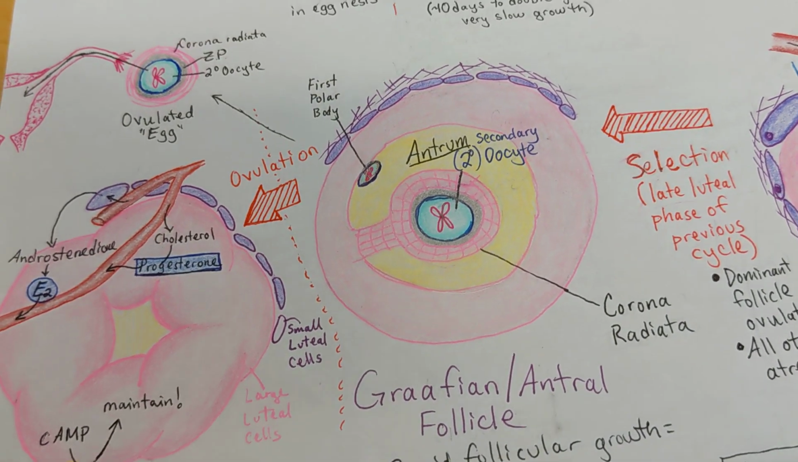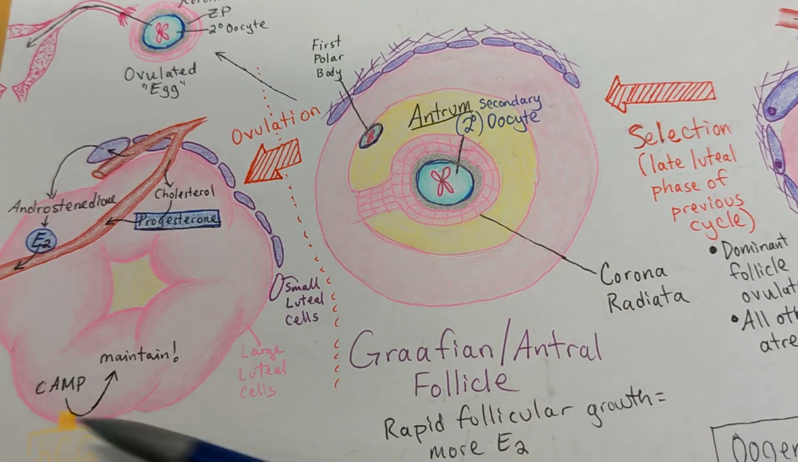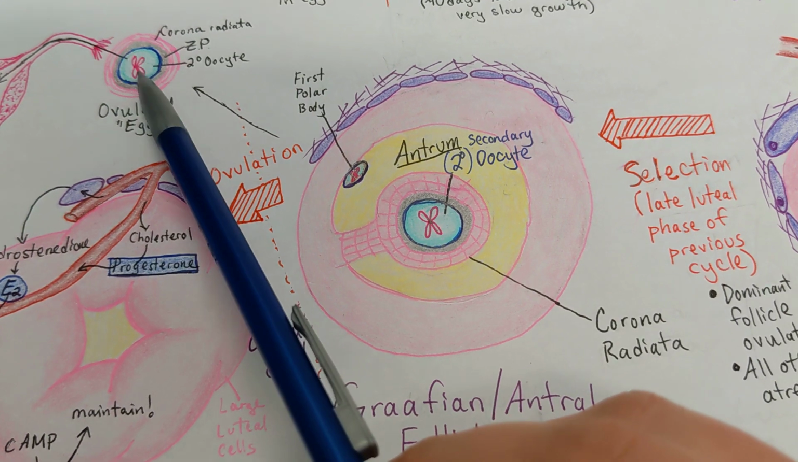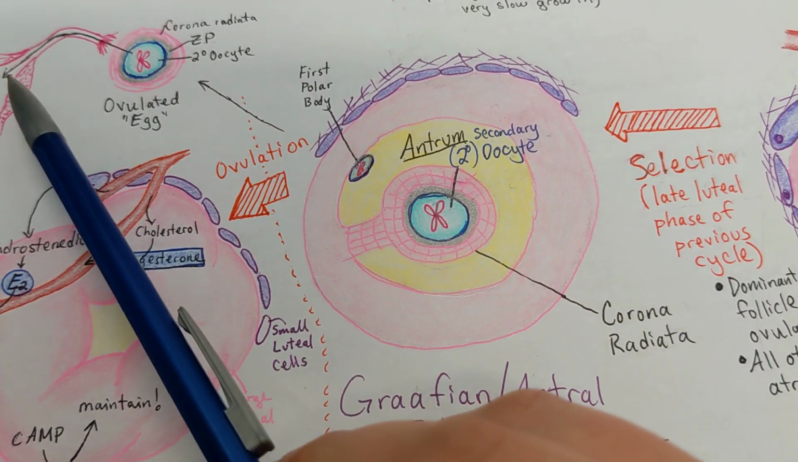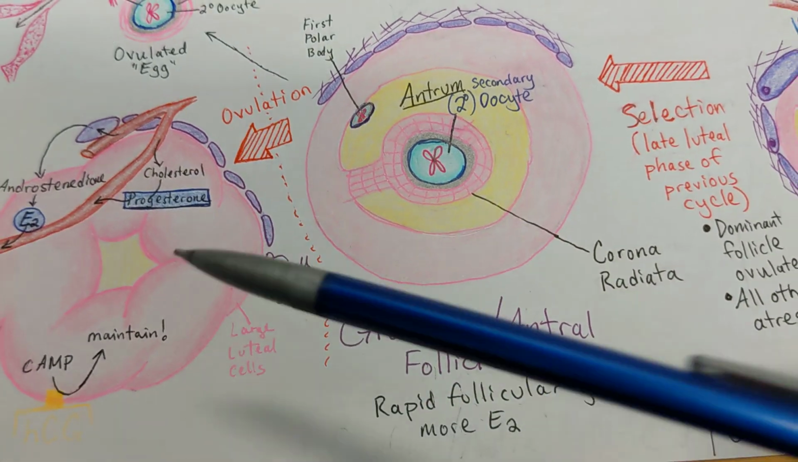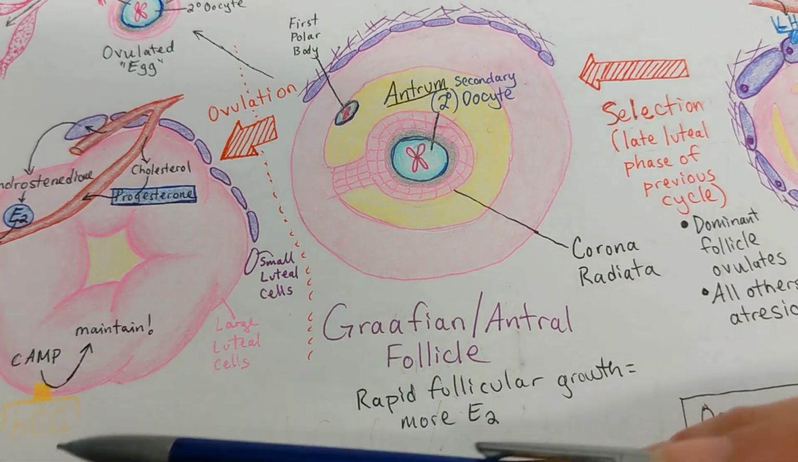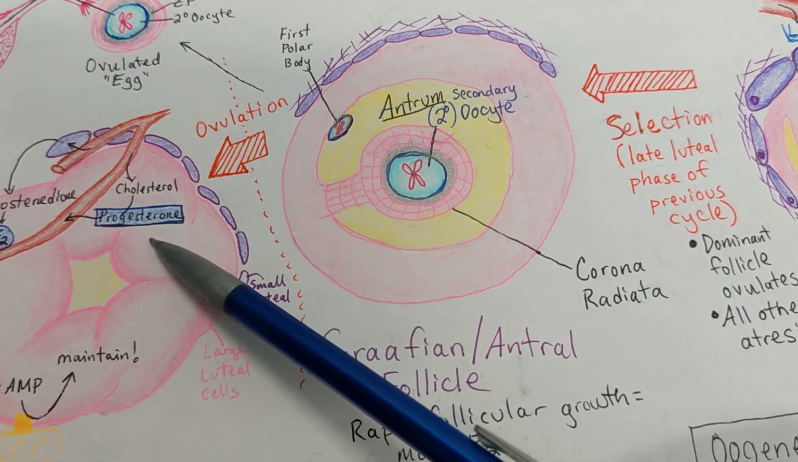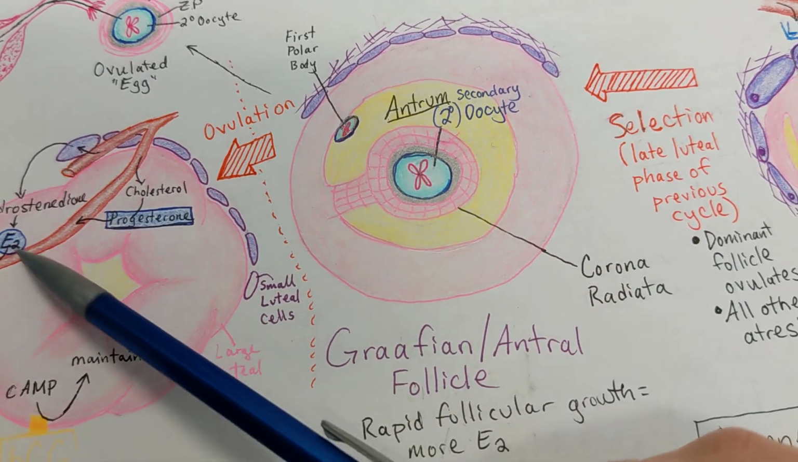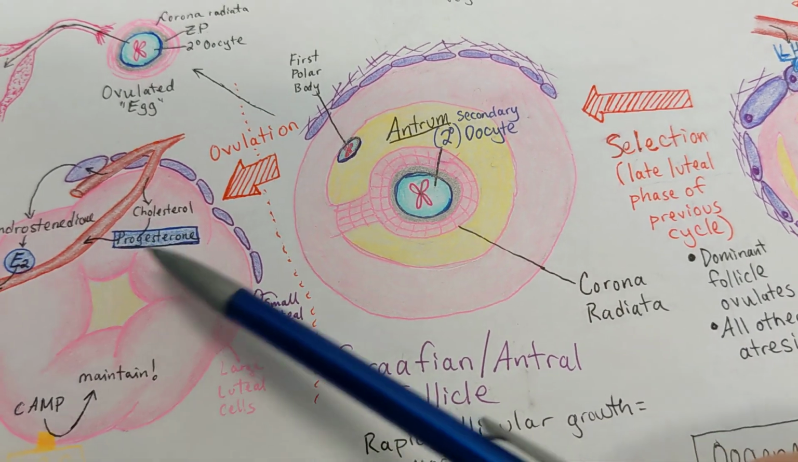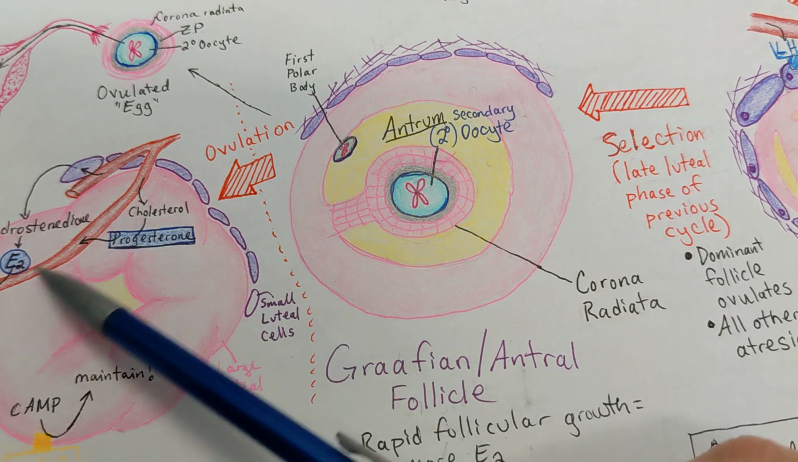So again, the corpus luteum is going to be maintained if and only if there is a fertilized egg that embeds within the endometrium of the uterus here. What that's going to do is HCG triggers the corpus luteum to continue secreting progesterone and estrogen to maintain the endometrium until the placenta develops and can start secreting its own hormones.